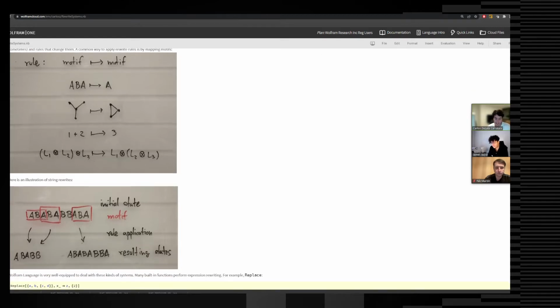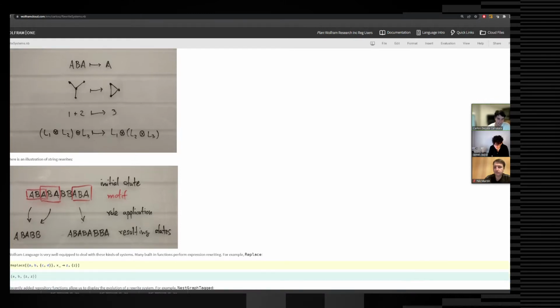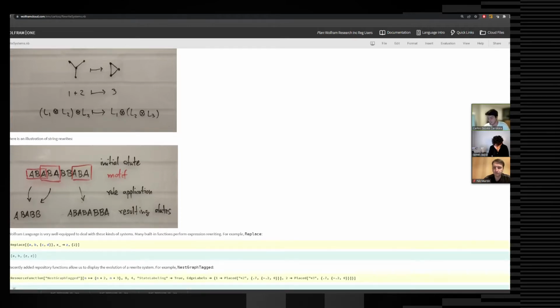And so here's the basic flow of the procedure for anyone who is unfamiliar with this kind of system. You have an initial state, you detect motifs, you apply the rules, and then you get your resulting states. And so the Wolfram language is actually very well equipped to deal with this, and I've been learning all this functionality, being an avid user of Wolfram language for science, but not for this kind of programming.